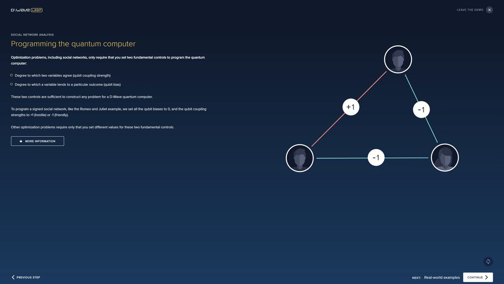For a social network, you understand, right? So those two controls are sufficient to construct any problem for a D-Wave quantum computer. Sufficient. But only for a D-Wave quantum computer, right? I would like to see the solution here, how that quantum computer solves this. So let's see.